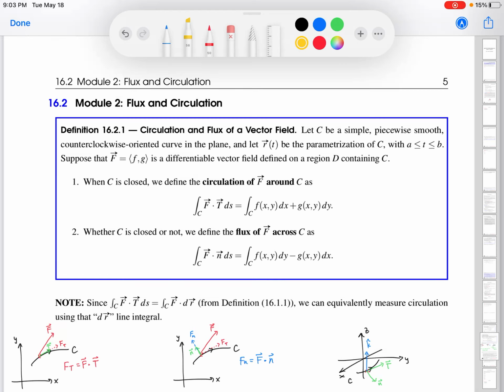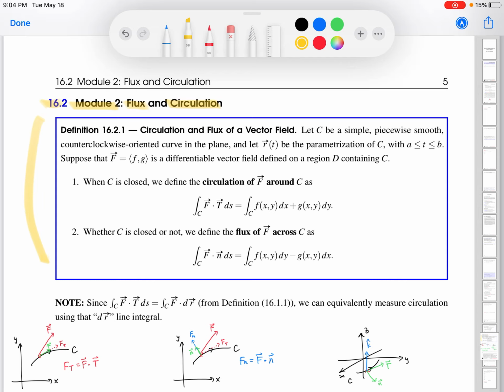Hi, this is Professor Fernandez, and this is the video for Lesson 16, Module 2. We're talking about flux and circulation in this module. So I'm going to go through this definition to begin with. I'm going to remind you of some of the things that we did in the first video in this lesson.